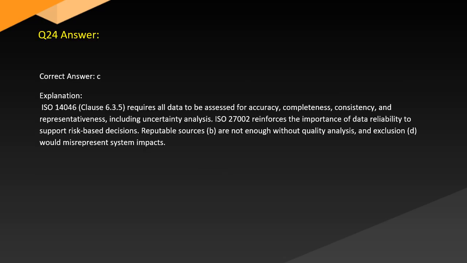Answer. Correct answer: C. Explanation. ISO 14046, Clause 6.3.5, requires all data to be assessed for accuracy, completeness, consistency, and representativeness, including uncertainty analysis. ISO 27002 reinforces the importance of data reliability to support risk-based decisions. Reputable sources (B) are not enough without quality analysis, and exclusion (D) would misrepresent system impacts.